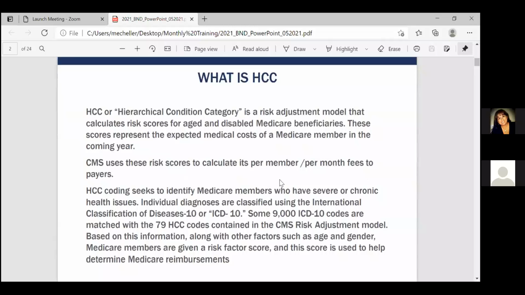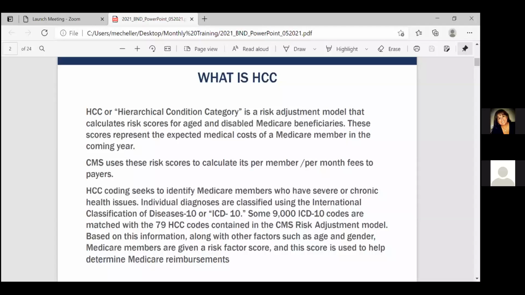Just a couple of basics, what's an HCC, for some of our new participants. HCC, or hierarchical condition category, is a risk adjustment model that calculates risk scores for aged and disabled Medicare beneficiaries. These scores represent the expected medical cost of a Medicare member in the coming year. CMS uses the risk scores to calculate its per member per month fees to payers. As those diagnoses go into the system, the diagnosis code holds a weight and a calculation is applied to those scores. HCC coding seeks to identify Medicare members who have severe or chronic health issues.